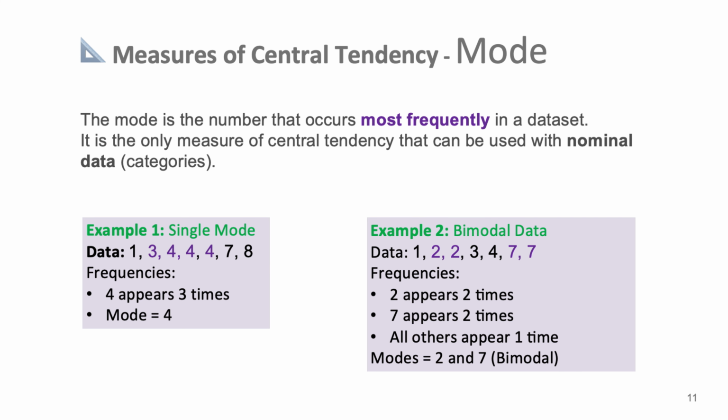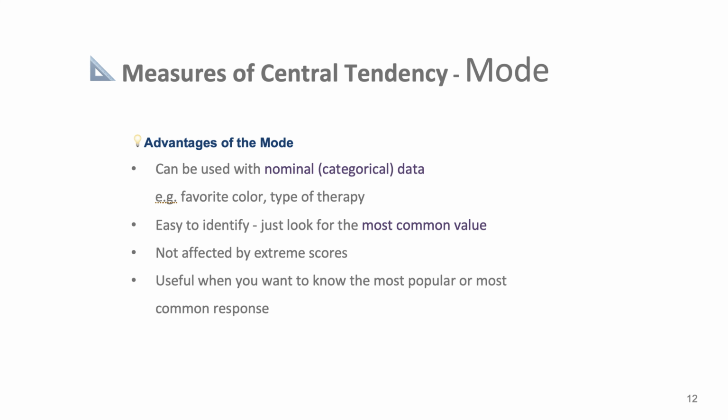Now, the mode is probably the easiest one. It's literally just the value that appears the most times. So if the number 4 appears more than any other number, then the mode is 4. The cool thing about the mode is you can even use it with categories. Like if you're asking people their favorite color, the most common answer would be the mode. And just like the median, it's not affected by extreme scores.